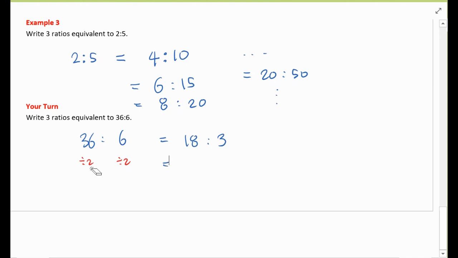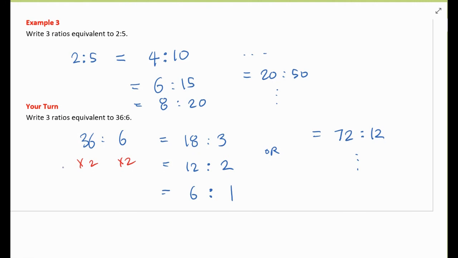Okay, then let's divide both numbers by 3. Then I get 12, and 6 divided by 3 is 2. And let's divide both numbers by 6. Then I get 6, and 6 divided by 6 is 1. Or you can even multiply times 2. Times 2, then that will be 72 to 12. So there will be infinitely many equivalent ratios to 36 to 6.